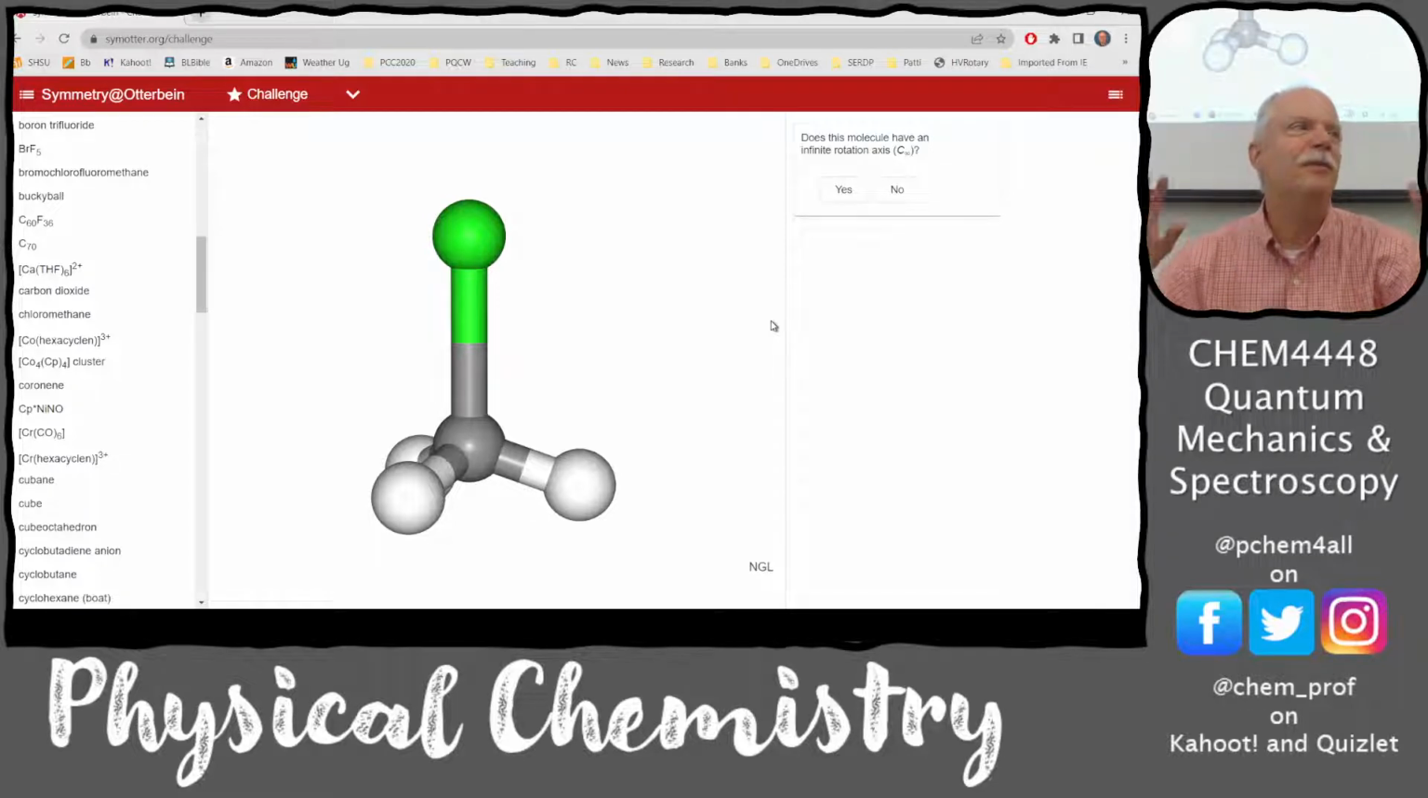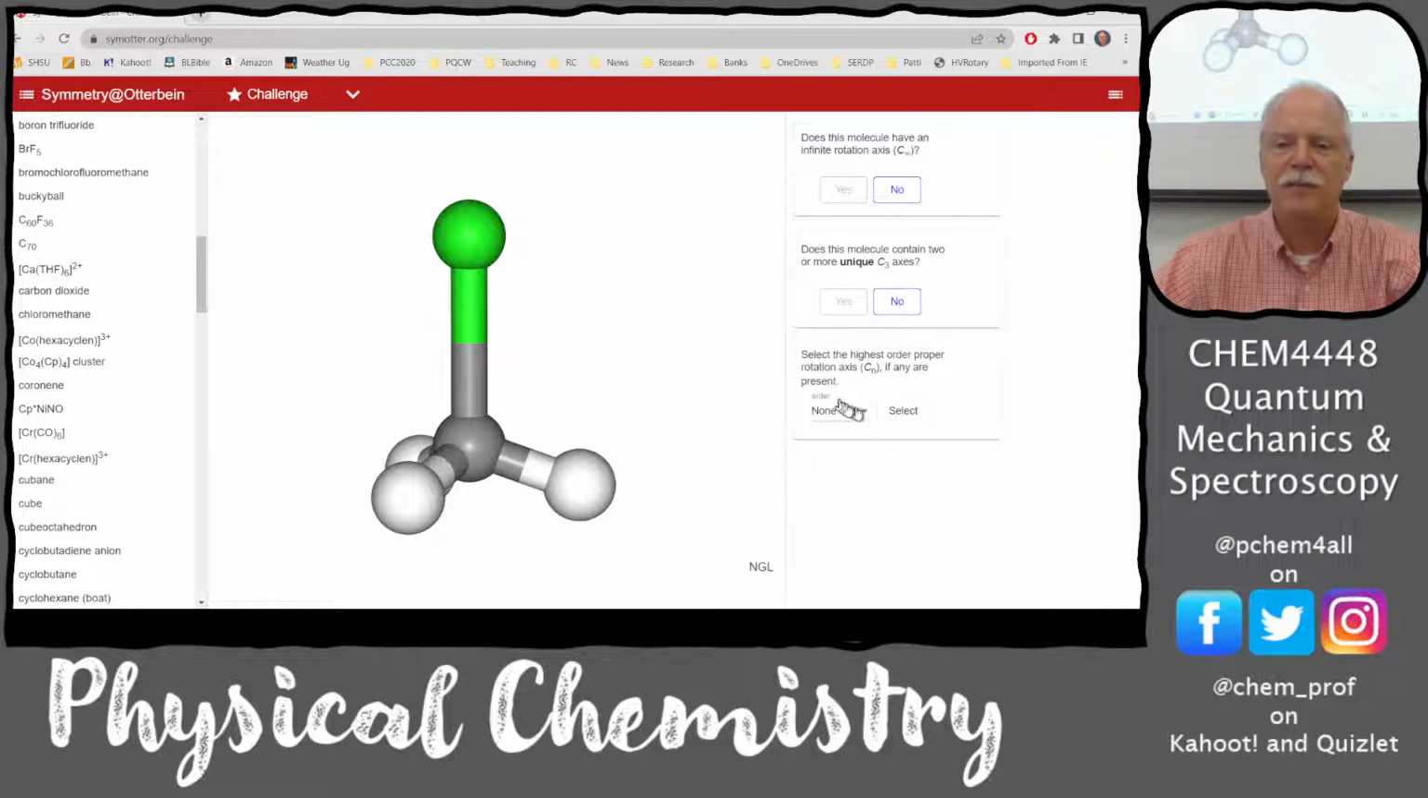But again, this is symmetry we're talking about. We're not really talking about chemistry yet. We're just looking at the symmetry of the molecule. And so let's go through this. It does not have a C infinity axis. It doesn't contain two or more C3s. We're going to pick that C3 axis going up and down.